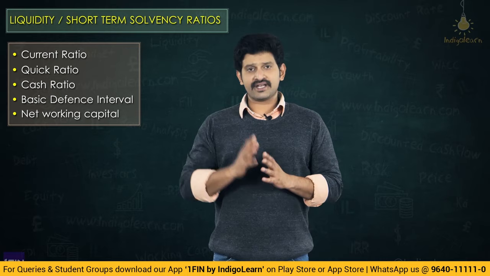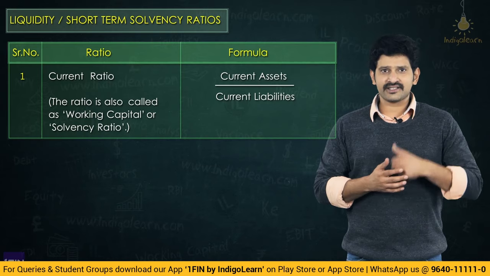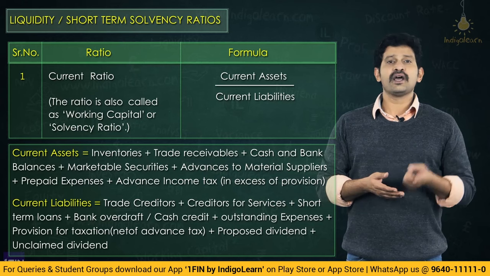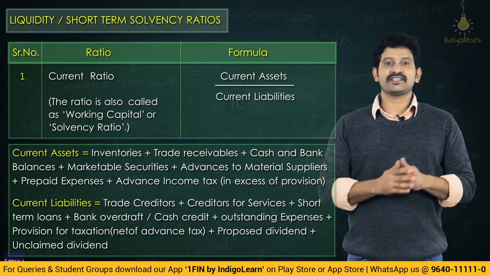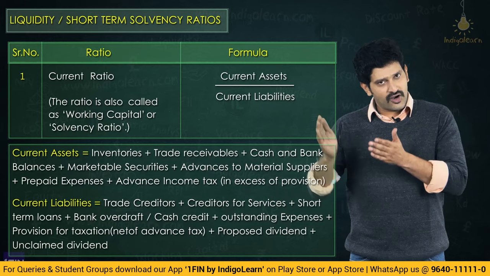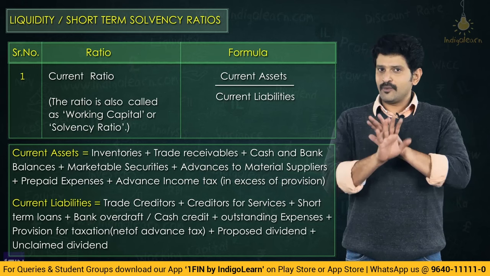The first one, that is current ratio, it is very simple. Current assets by current liabilities. Now, what are current assets? Nothing but cash. Again, cash means cash in hand and cash at bank, plus marketable securities, plus debtors, plus stock, plus prepaid expenses. Now, all the current assets divided by all the current liabilities. Your bank OD, trade payables, trade creditors, all these are current liabilities. Now, the ideal ratio for current ratio is 2:1. There is no mandate, but in general, 2:1 is considered to be ideal for current ratio.